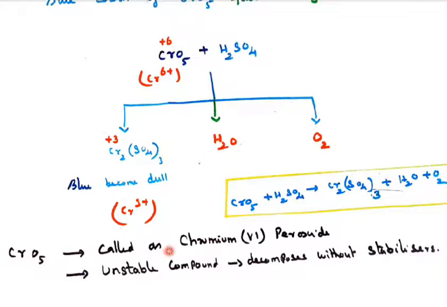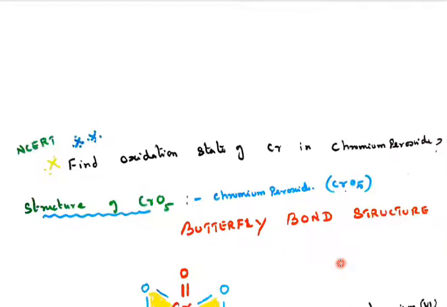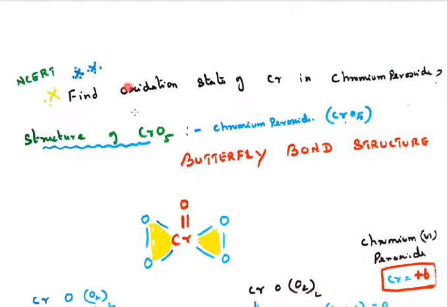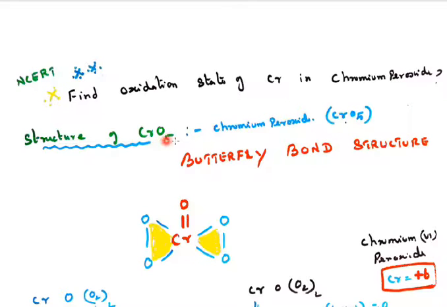Chromium peroxide is called chromium 6 peroxide. Its name is chromium 6 peroxide. It is always unstable, so it decomposes without any stabilizers. Let us see the calculation of oxidation state: find the oxidation state of chromium in chromium peroxide. So here is the structure. CrO5 is chromium peroxide. It has a butterfly bond structure. So what is the butterfly bond structure?